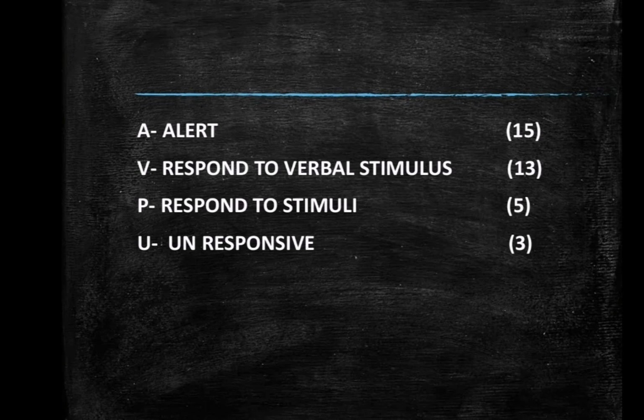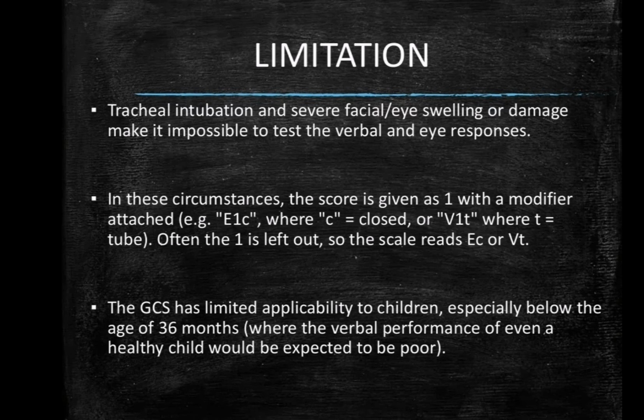A for alert with a score of 15, V for respond to verbal stimulus with a score of 13, P for respond to pain stimuli with a score of 5, and U for unresponsive with a score of 3.